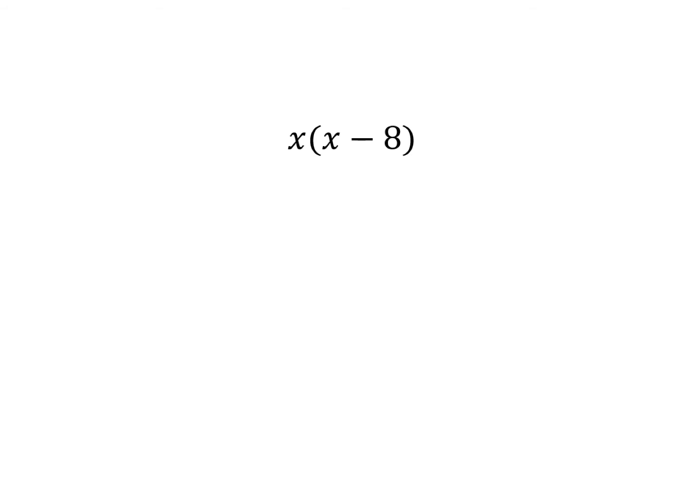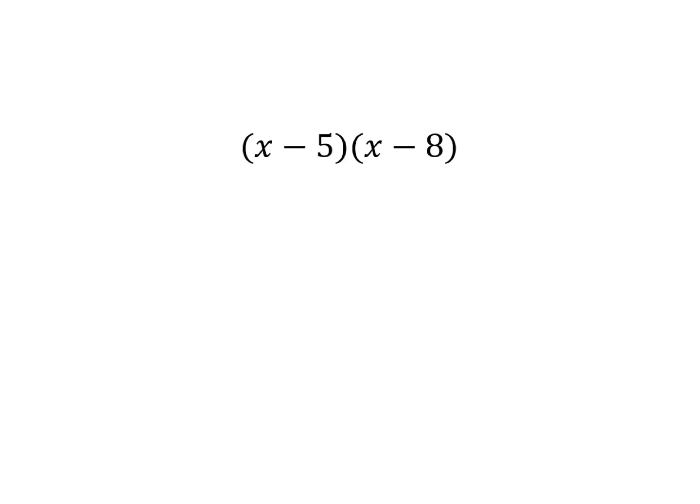Very simple. You are probably thinking distributive property, and you're correct, where you just multiply the guy on the outside times both of the guys on the inside. So x times x is x squared, and x times -8 is -8x. And there's your answer.